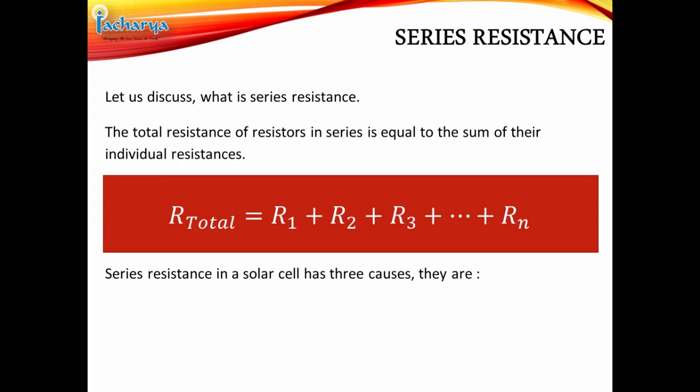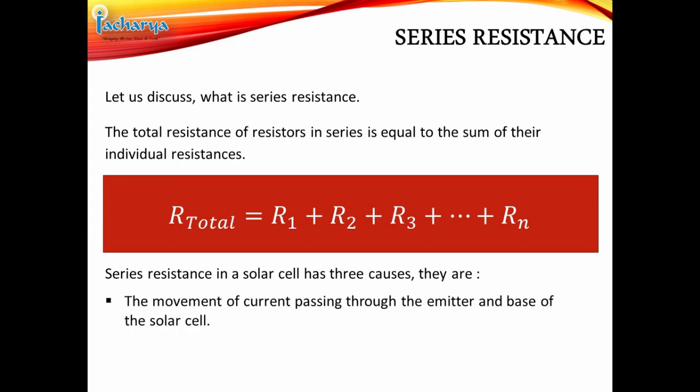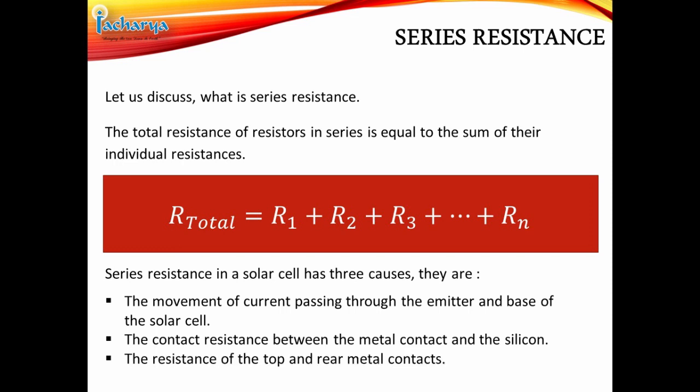Series resistance in a solar cell has three causes. The first cause is the movement of current passing through the emitter and the base of the solar cell. The second cause is the contact resistance between the metal contact and the silicon. Lastly, the resistance of the top and rear metal contacts.